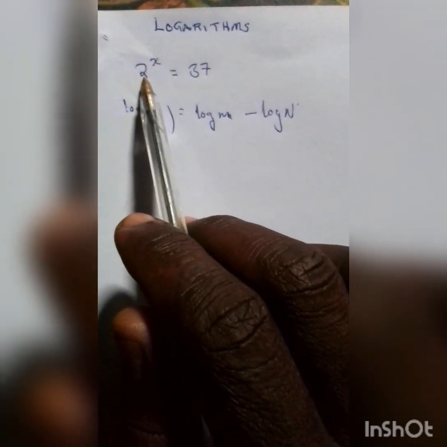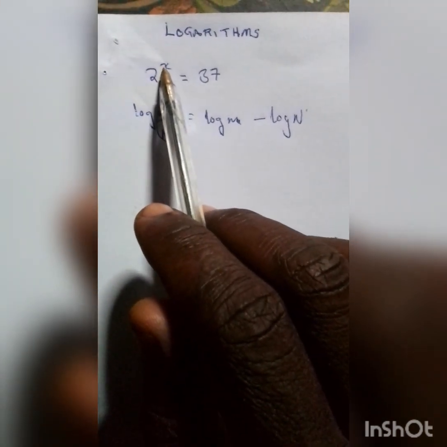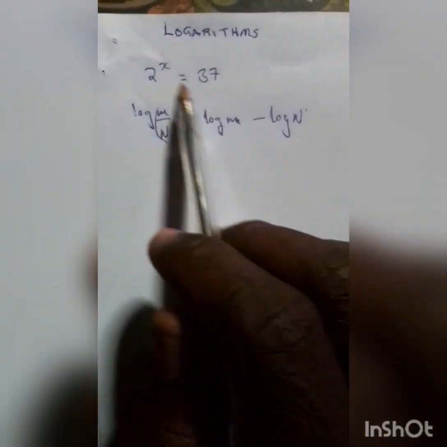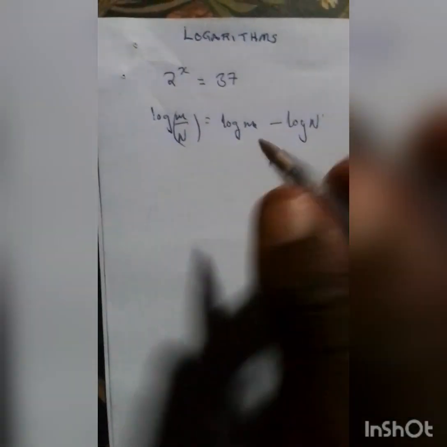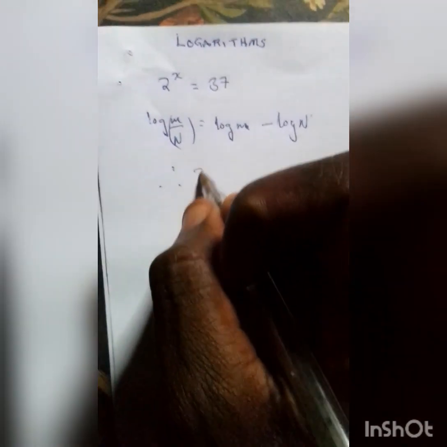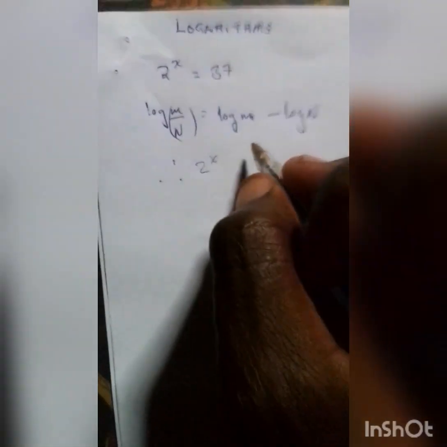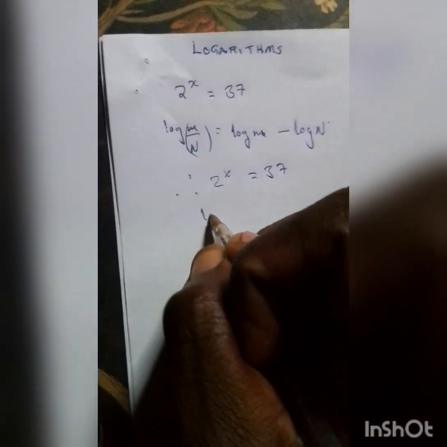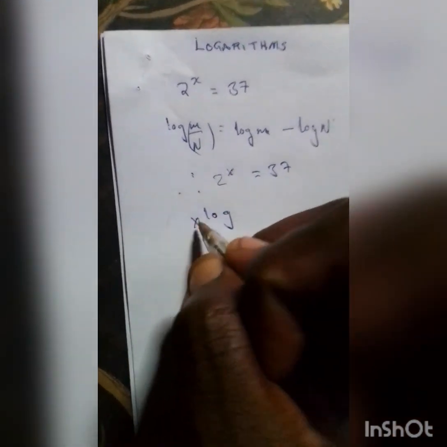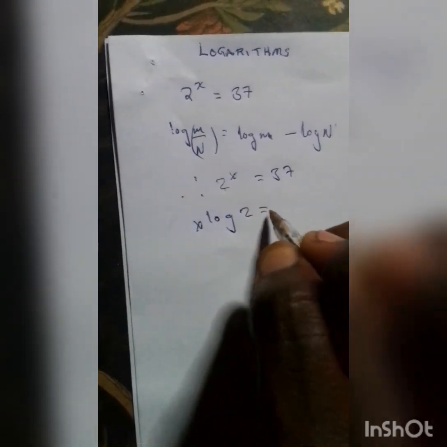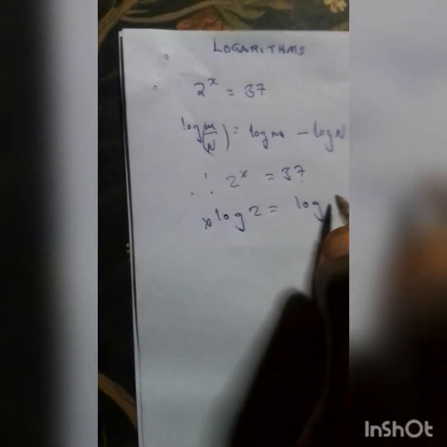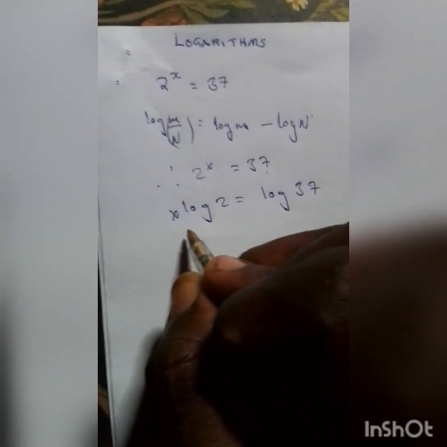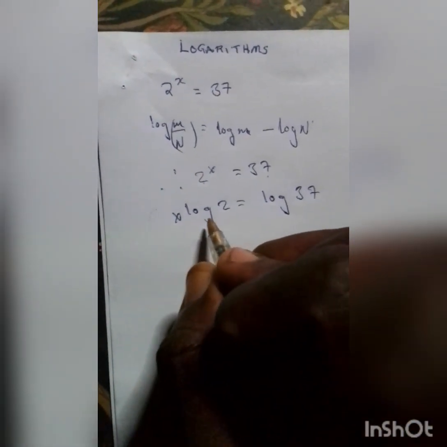Solve 2 to the power x equals 37. So first of all, write this first formula: therefore, 2 to the power x equals 37, so x log 2 equals log 37. You finish writing like this. Now you start dividing both sides by log 2.